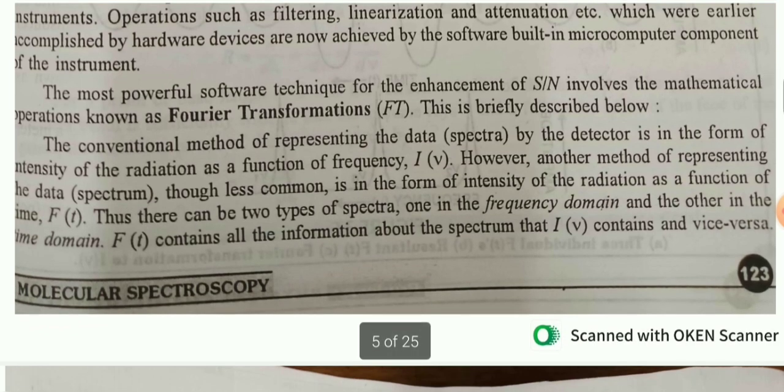The most powerful software technique for the enhancement of S/N involves the mathematical operation known as Fourier transformation, FT. This is briefly described below. The conventional method of representing the data spectra by the detector is in the form of intensity of the radiation as a function of frequency, I. However, another method of representing the data spectrum, though less common, is in the form of intensity of the radiation as a function of time, f. Thus, there can be two types of spectra, one in the frequency domain and the other in the time domain. f contains all information about the spectrum that I contains and vice versa.